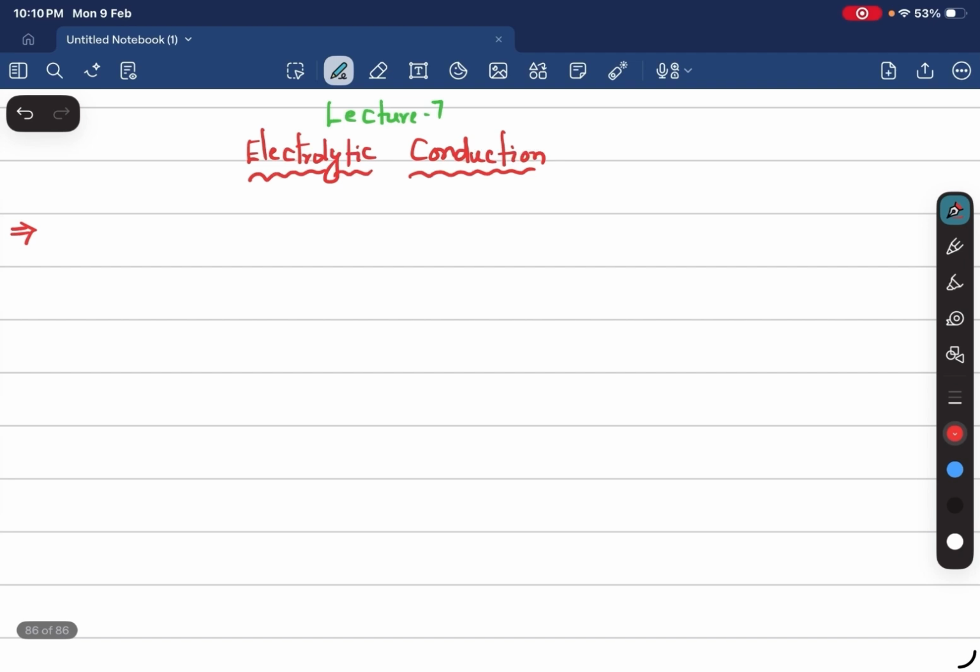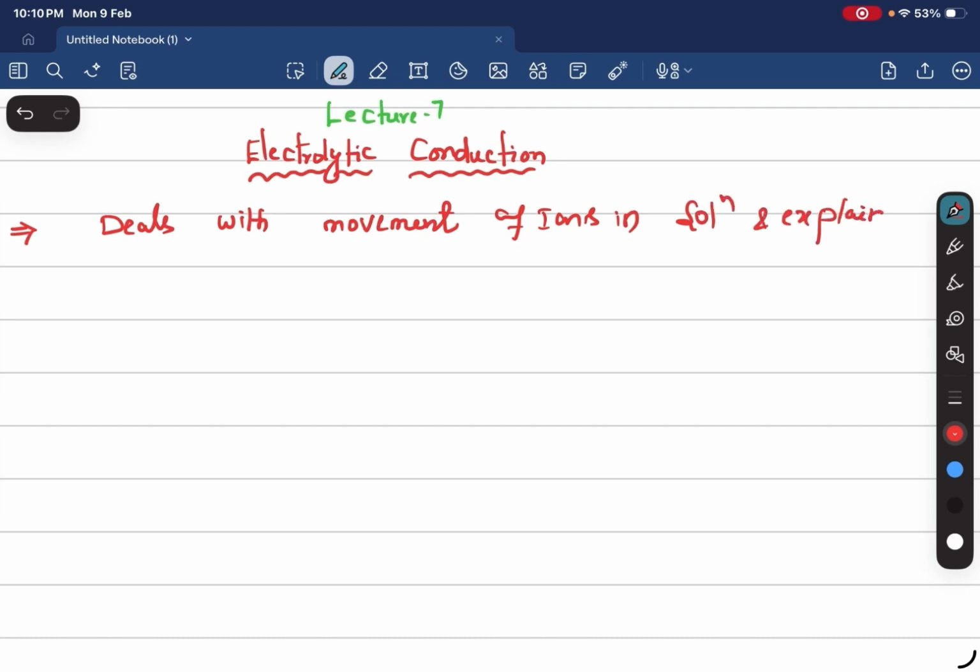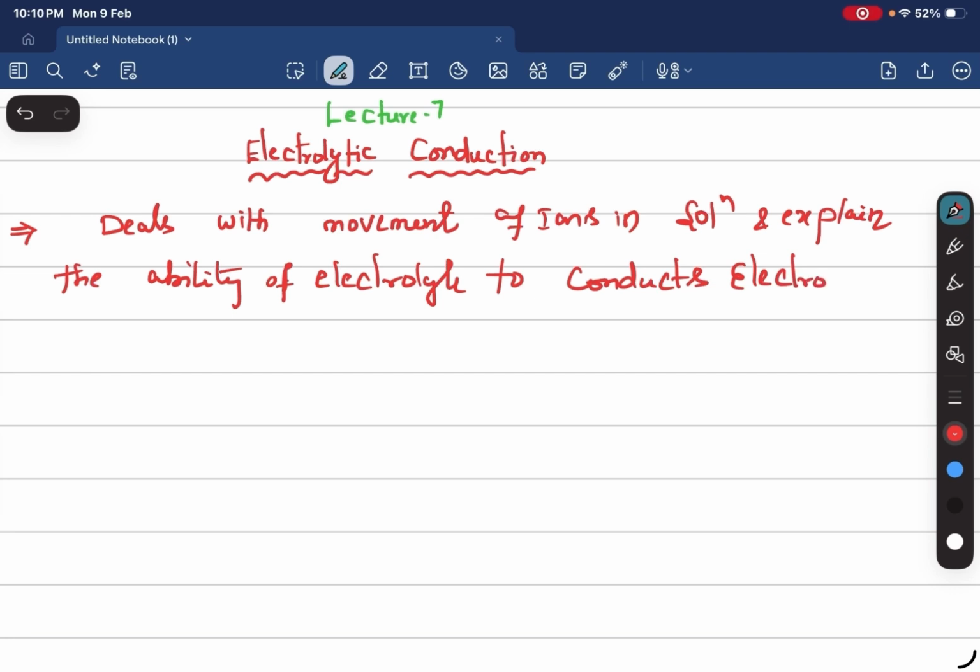Let's start. It mainly deals with movement of ions in solution and explains the ability of an electrolyte to conduct electricity, which is nothing but electrolytic conductance.